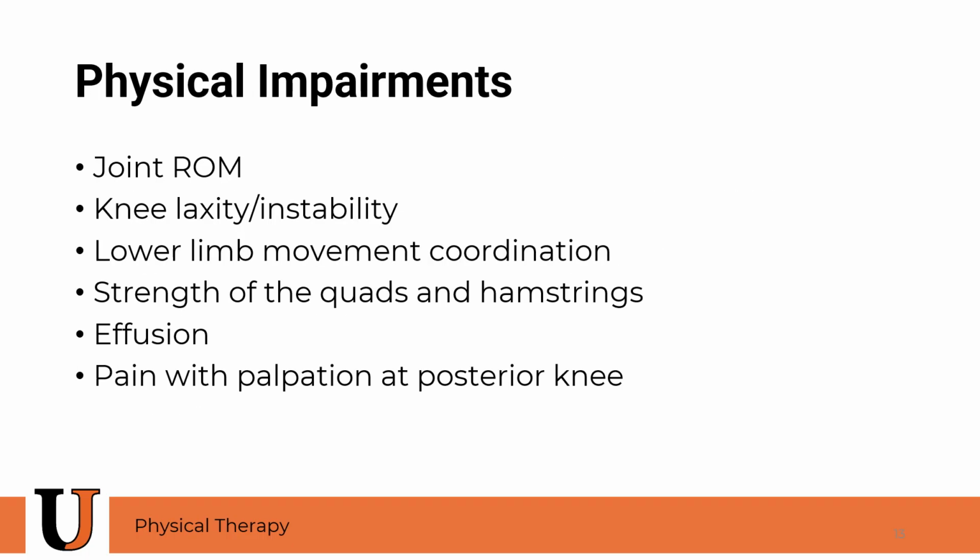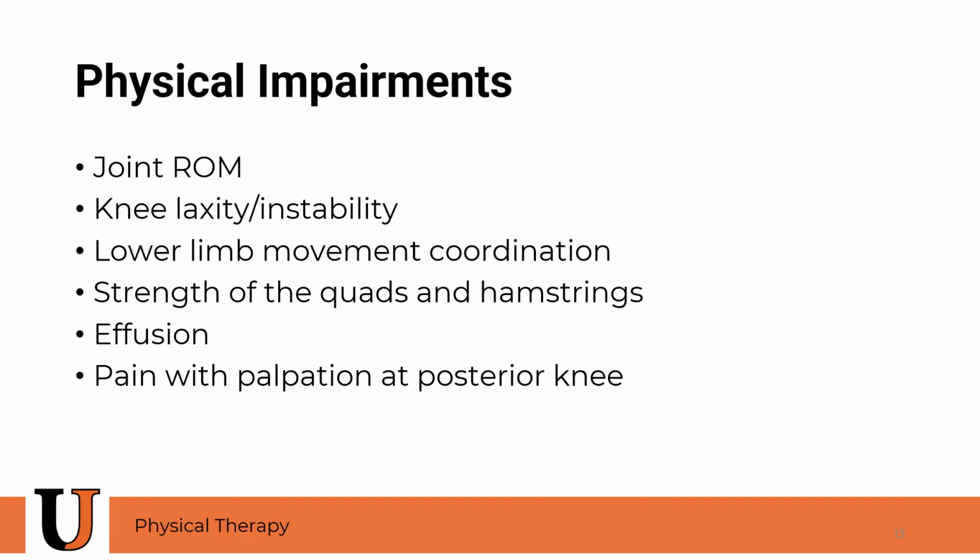Here's a list of various physical impairments you may expect to see with PCL injuries. Joint range of motion will typically be more affected into end range flexion. That deep knee flexion often reproduces symptoms, especially if there is a lot of effusion. So effusion is another thing we should be assessing during our exam. Knee laxity and instability may be one of the impairments that we find with our patients, especially if they've sustained a grade 3 tear. Movement coordination is something we can assess by going through some functional testing or balance testing, seeing how comfortable they are with being on that leg.